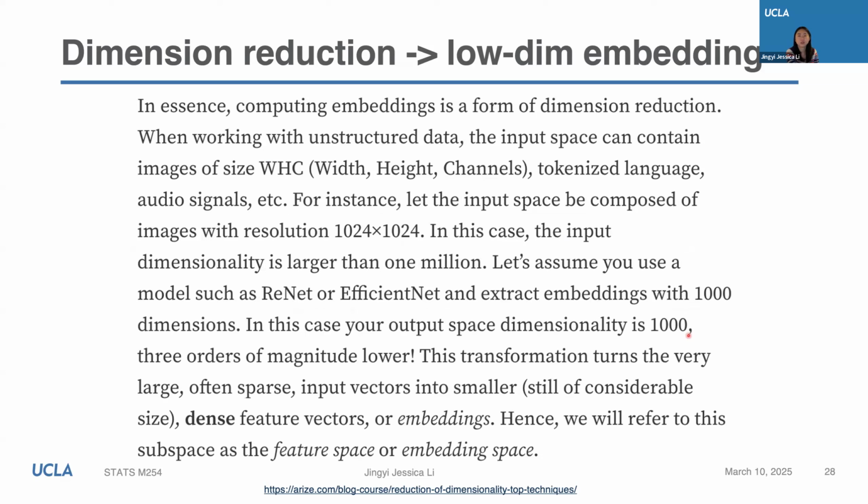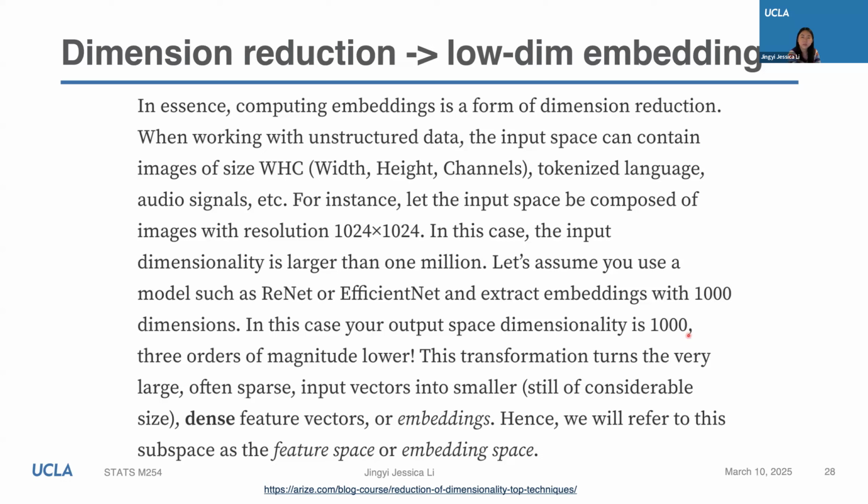When working with unstructured data, like images, the input space can contain images of size W×H×C with high channels, tokenized language (this is what natural language processing is doing), audio signals, etc. So these are all called unstructured data.